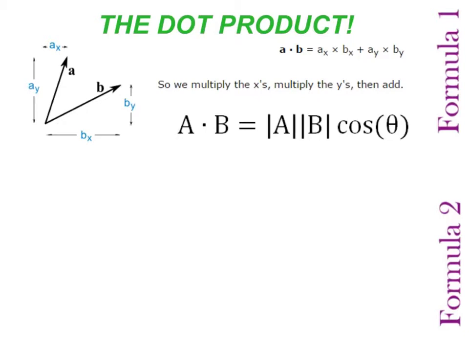Something we'll talk about in the coming days is a cross product, and that returns a new vector. So vectors have two products at work. Okay.